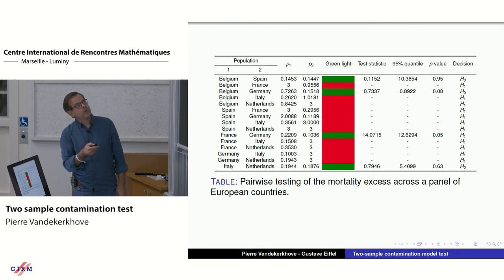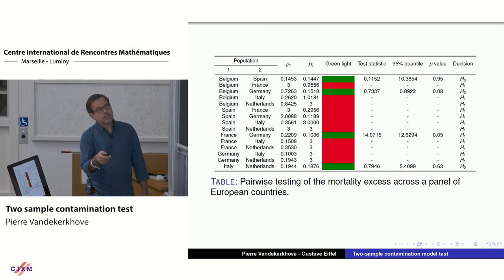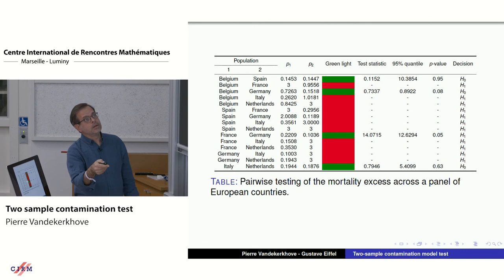It happens for Belgium and Germany. It happens for France, Germany, and for Italy and Netherlands. So you have a good matching. You accept H0 here, here also, here, but here H1 is rejected, so you consider H1. So for France and Germany, you find a minimizer of the contrast inside the 0-1 square, but finally you reject H0.